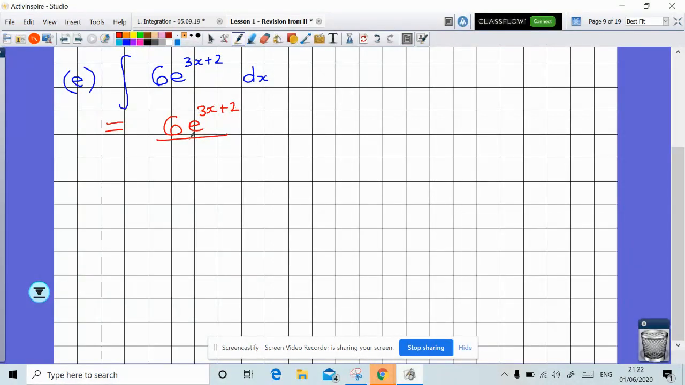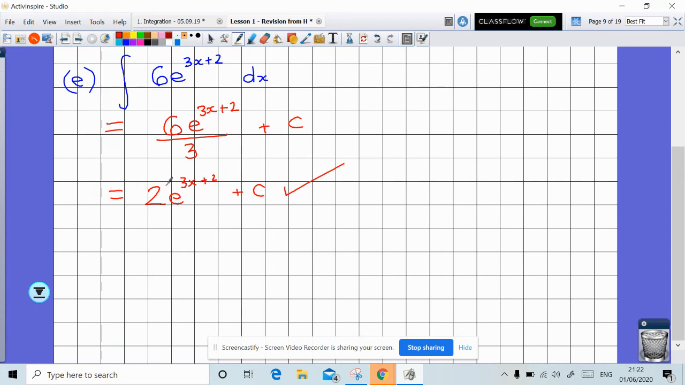So we differentiate the power, you get 3. And don't forget about your plus c. Okay, and then just do your simplifying. 6 over 3 can just be simplified to 2. And then your exponential can just stay as is. And there you go. That's straightforward.